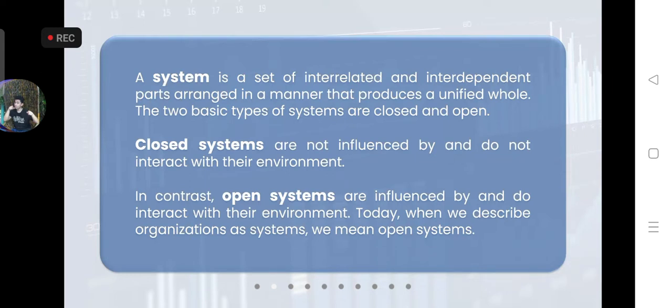So the two basic types of systems are closed and open. Closed systems are not influenced by and do not interact with the environment. In contrast, open systems are influenced by and do interact with their environment. Today, when we describe organizations as systems, we mean open systems.